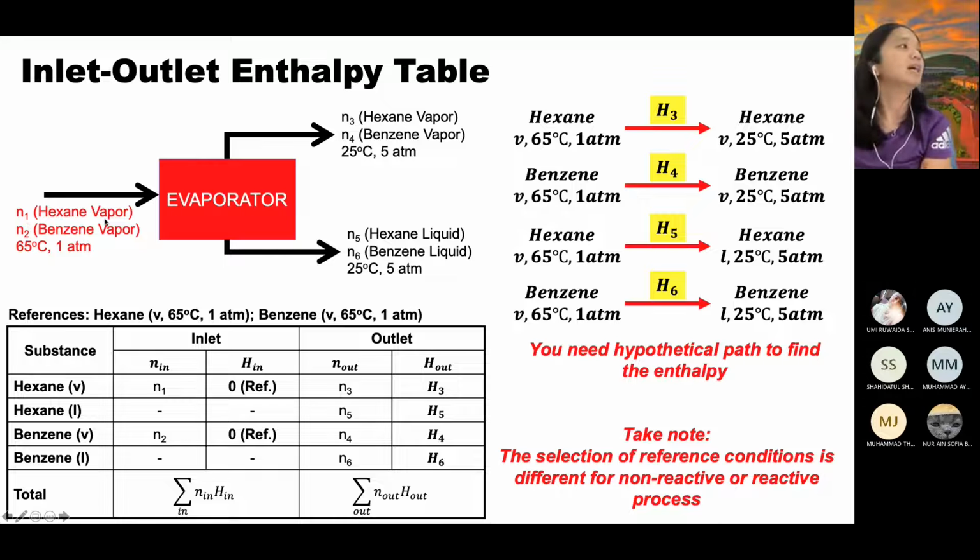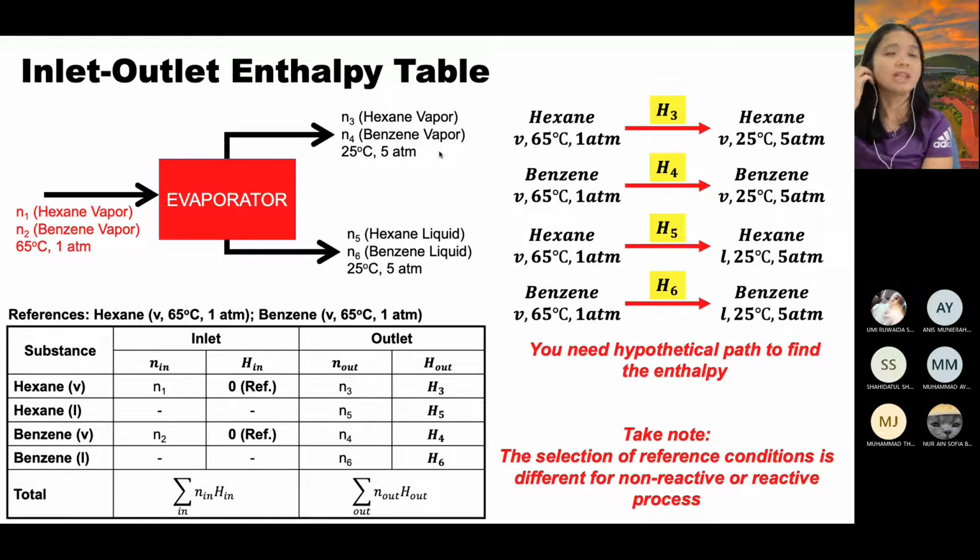Okay. Then list out the phase of the compound. For example, in this case, hexane vapor, benzene vapor. Kamu kena tentukan phase dia dan tulis betul-betul. And then list out the temperature and the pressure of the stream. So for example, inlet stream ni temperature dia 65 Celsius, 1 atm. Do similarly for your outlet stream as well. Molar flow rate, fasa, temperature, pressure.